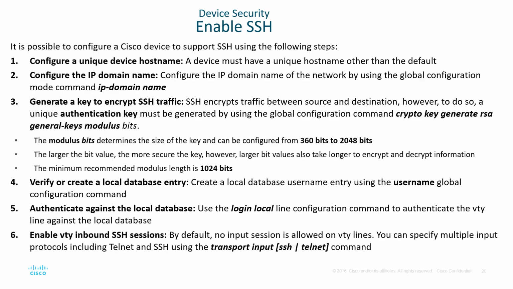Enable SSH. It is possible to configure a Cisco device to support SSH using the following steps. You need to create a unique device hostname. A device must have a unique hostname other than the default configuration. You also need to configure the IP domain name. All these steps on this slide are essential to SSH.